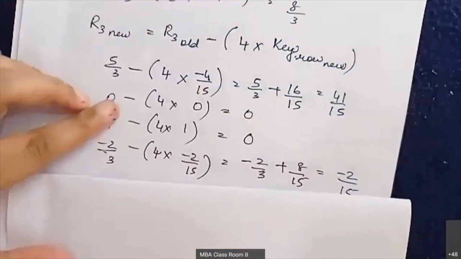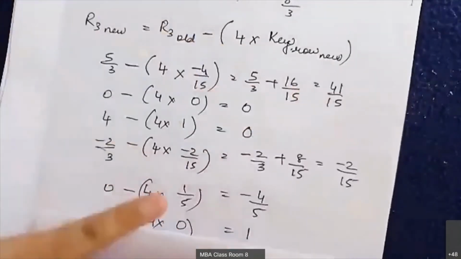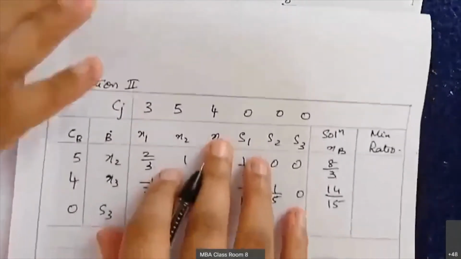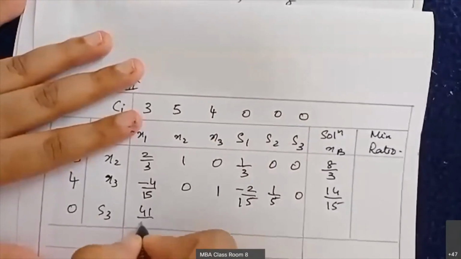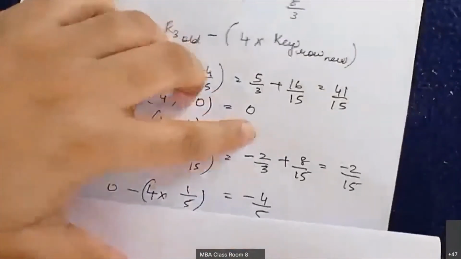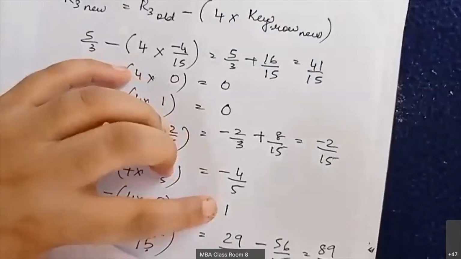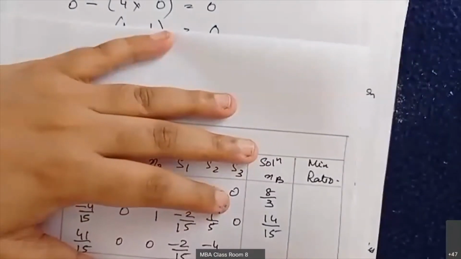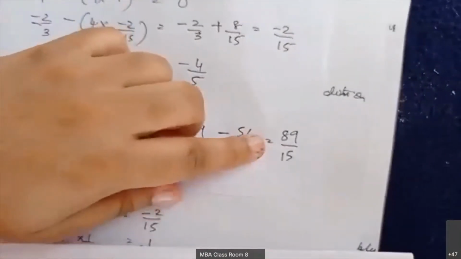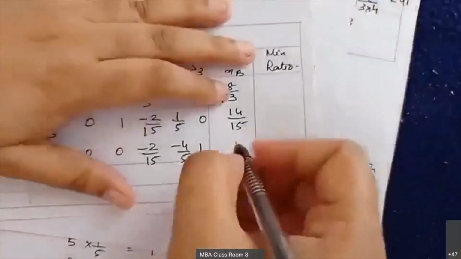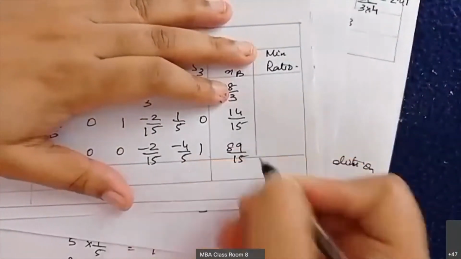Next we need to get the values of R3 new. R3 new is these values. Tell me the values. 41 by 15. Then 0, 0, minus 2 by 15. Then minus 4 by 5, 1. And the last value is 89 divided by 15.